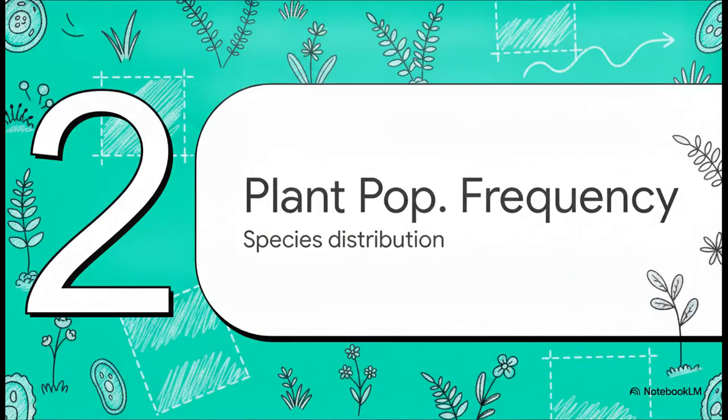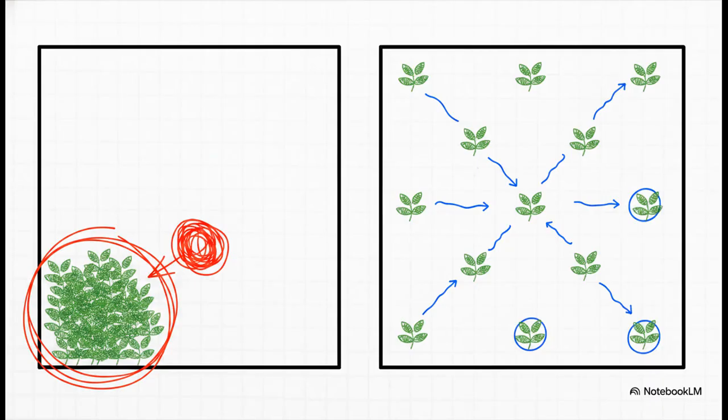Moving right along to our second metric, calculating plant population frequency. Let's see how this builds our understanding of species distribution beyond just a simple head count. Here's the deal with frequency. It actually doesn't care about the total number of plants. You could have 100 plants tightly clumped together in one tiny corner of a field. Their density there would be super high, but their frequency? Incredibly low. Frequency measures how widely scattered and common a species is across the whole habitat.